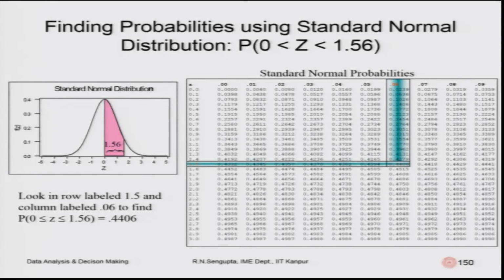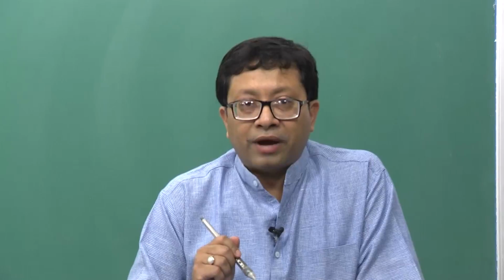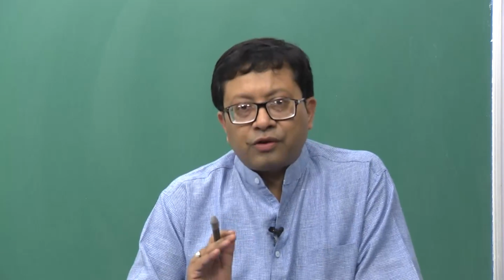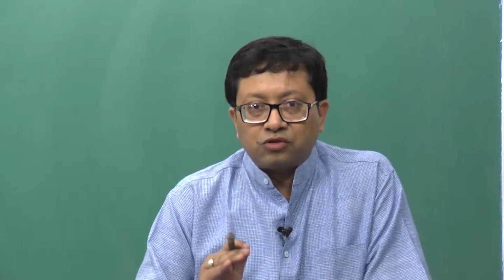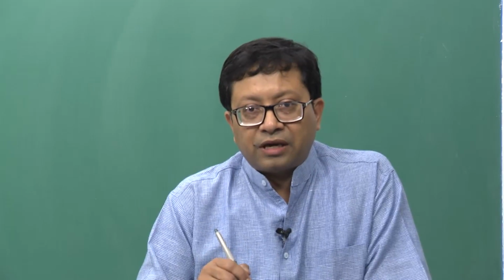Obviously, it would also mean that if you move to the left, that means this side, then the corresponding CDF value, or the sum of the probabilities from minus 1.56 to 0, the overall area would be exactly equal to the pink area which is shown.